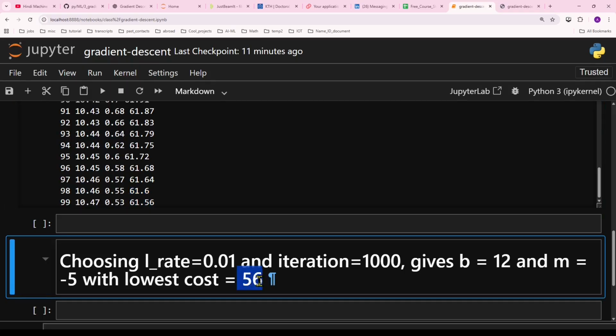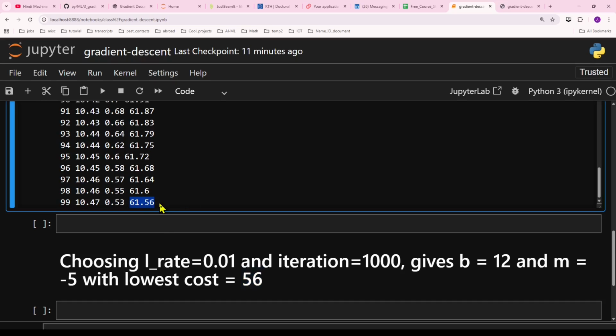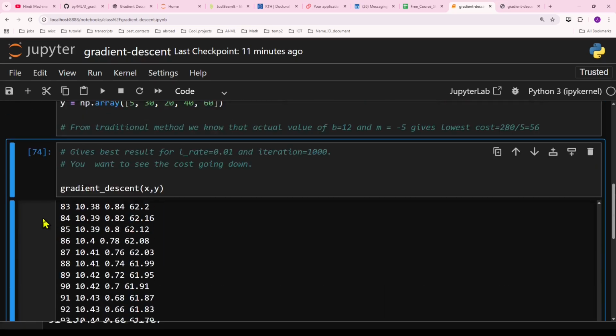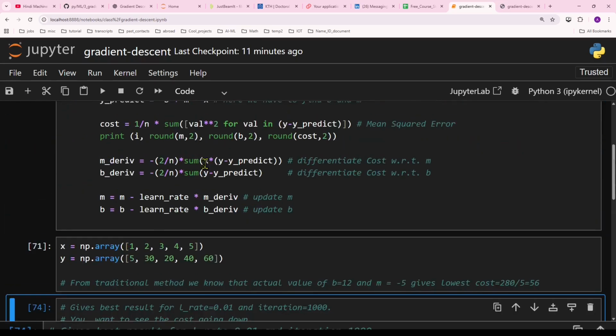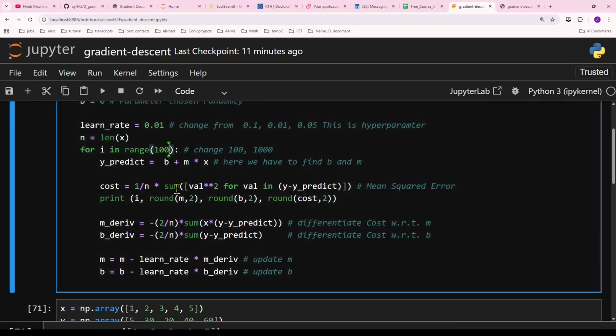The actual value was 56 through the traditional method. It did not reach 56 because we only did 100 iterations. So by increasing the number of iterations, you can actually get a better result. So by increasing the iterations and also by decreasing your learning rate, you get a better result.